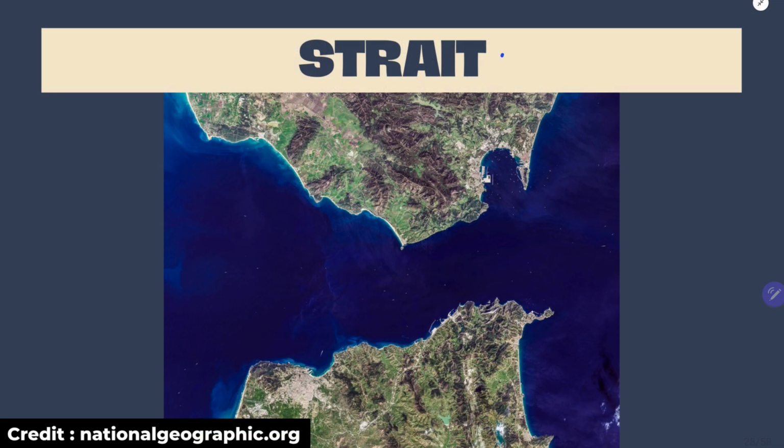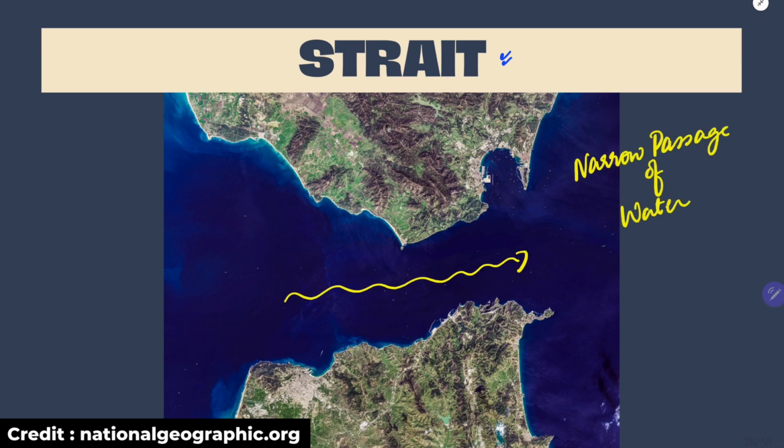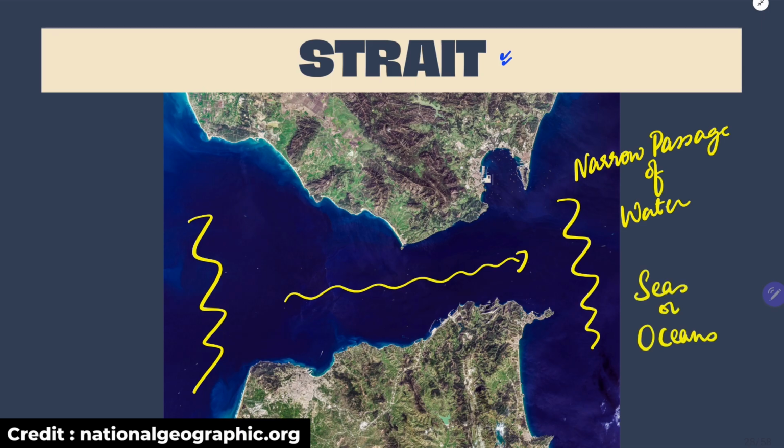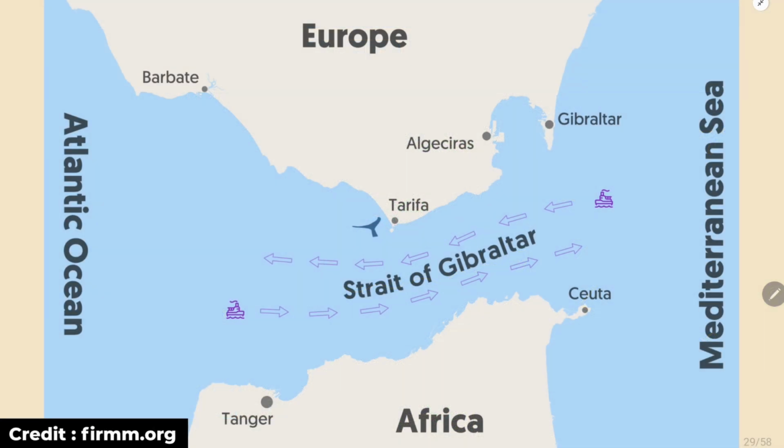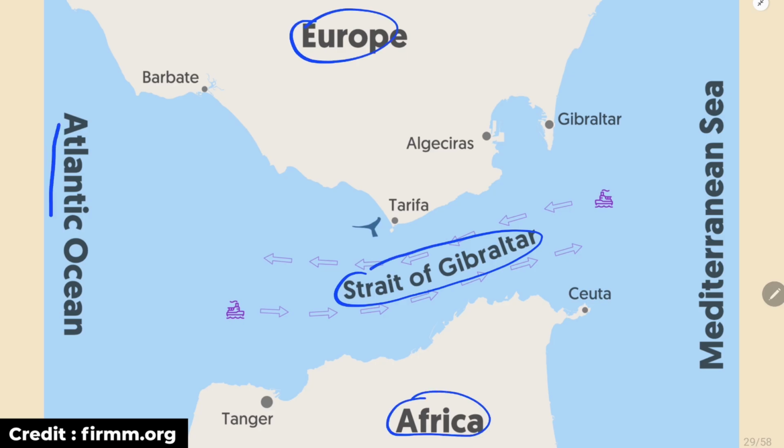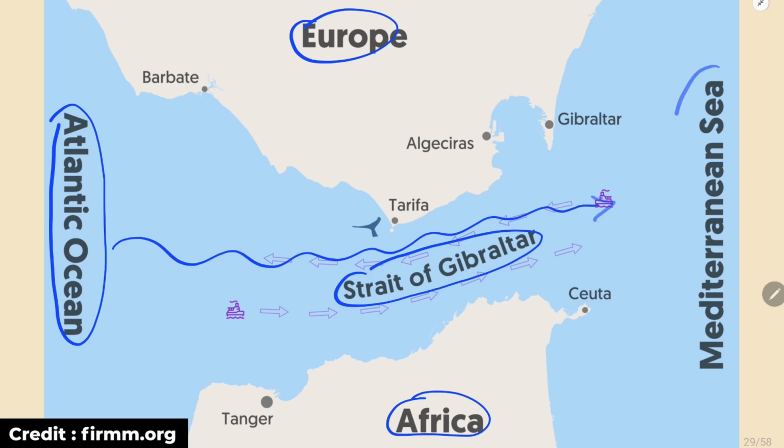Now let's see the concept of strait. A strait is a narrow passage of water that connects two larger water bodies like seas or oceans. Famous examples of straits are the Strait of Gibraltar, located between Europe and Africa, connecting the Atlantic Ocean to the Mediterranean Sea.